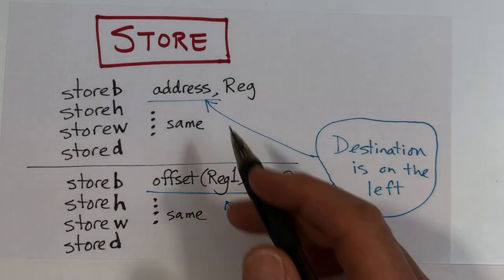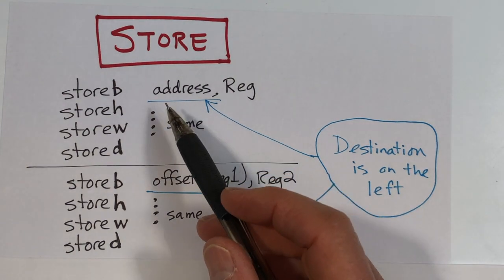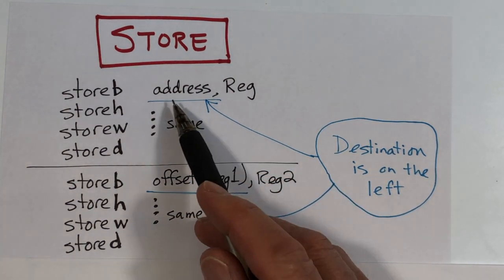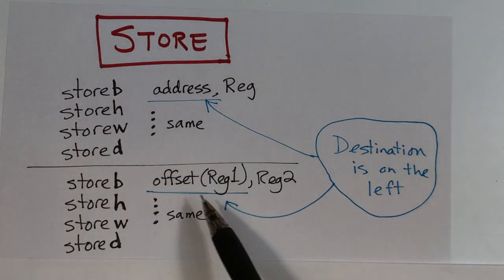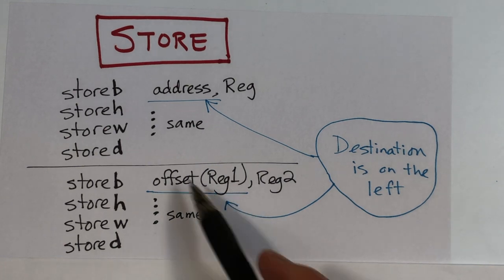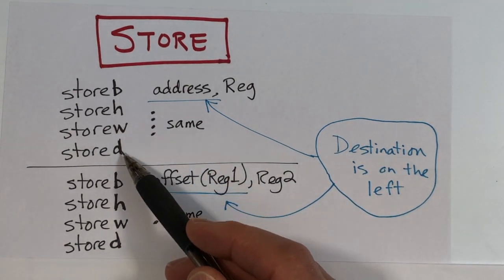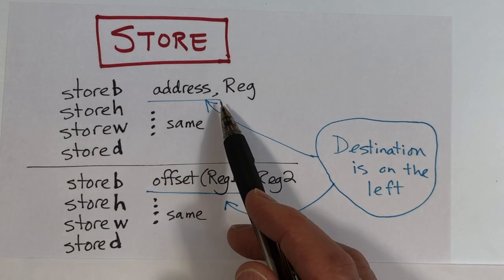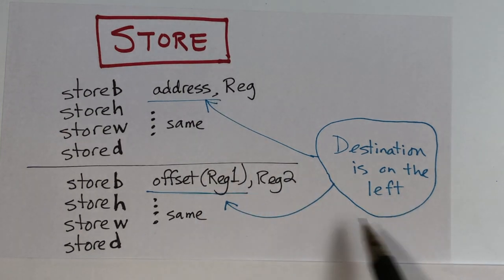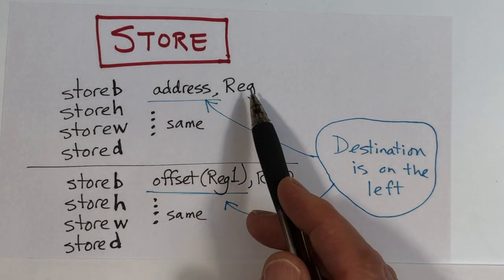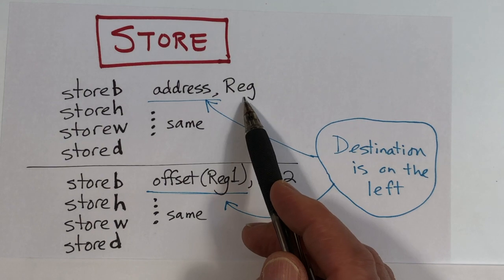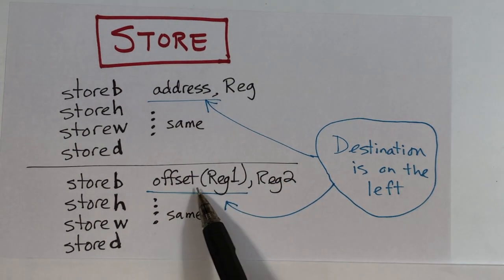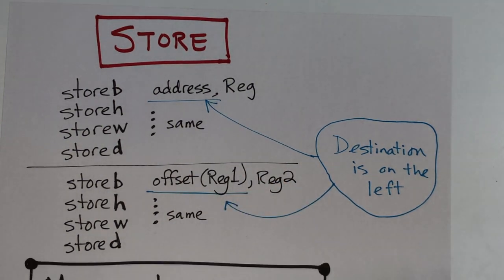Here are the store instructions, and they're symmetrical. Again, you can either specify an address or an offset from a register. And we have byte, half word, word, and double word variants of these two addressing formats. In keeping with the Blitz philosophy of putting the destination on the left, you see that the source is the second operand and the destination is the first operand.